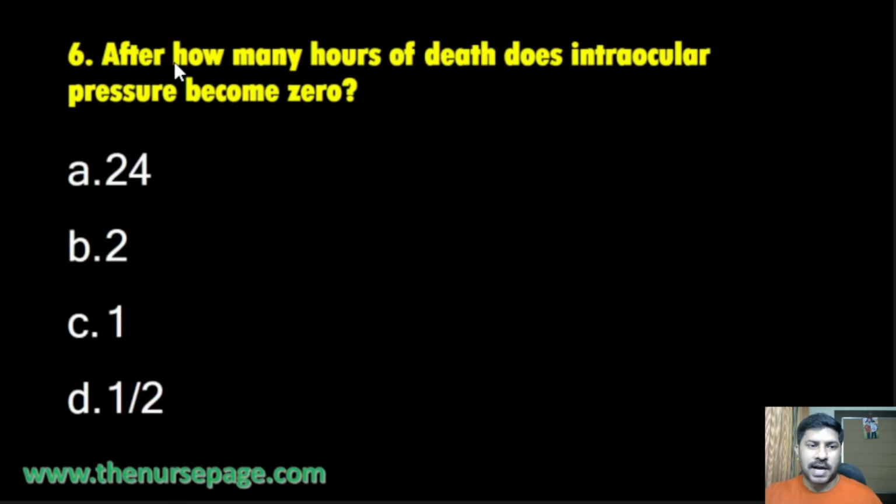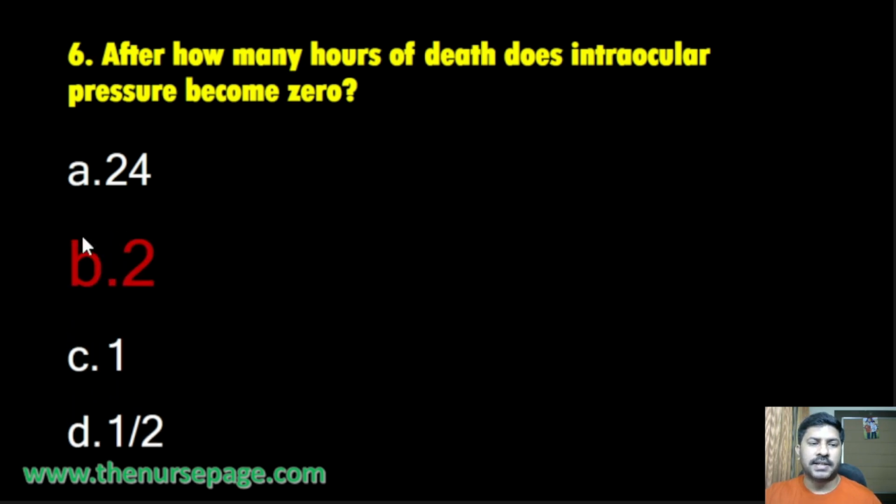Sixth question. After how many hours of death does intraocular pressure become zero? 24 hours, 2 hours, 1 hour, half an hour. Correct answer is option B, that is 2 hours. After 2 hours, the intraocular pressure becomes zero. These are important findings that we can usually see during post-mortem examination.